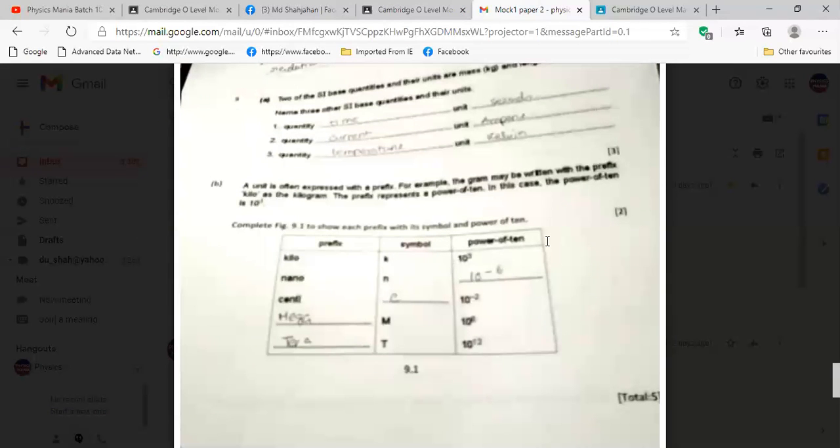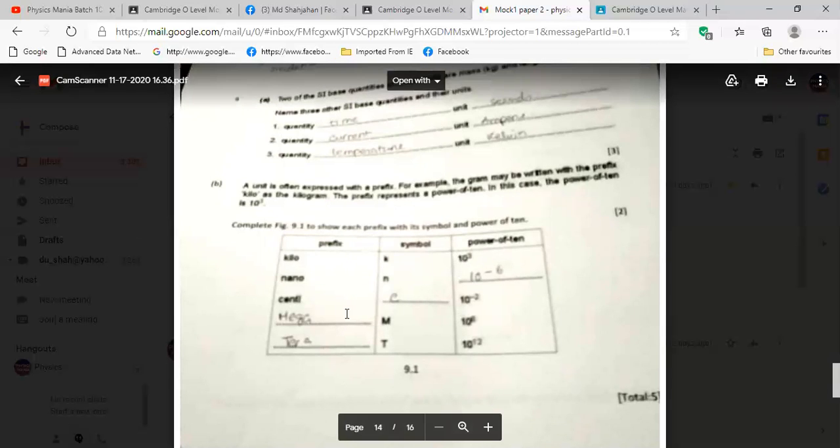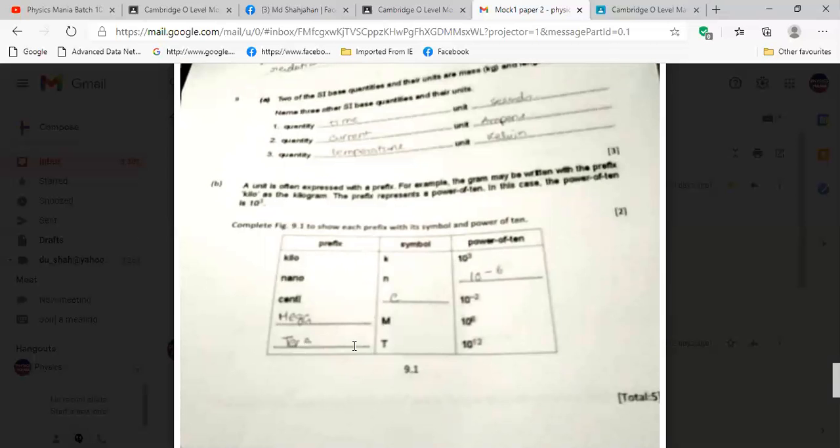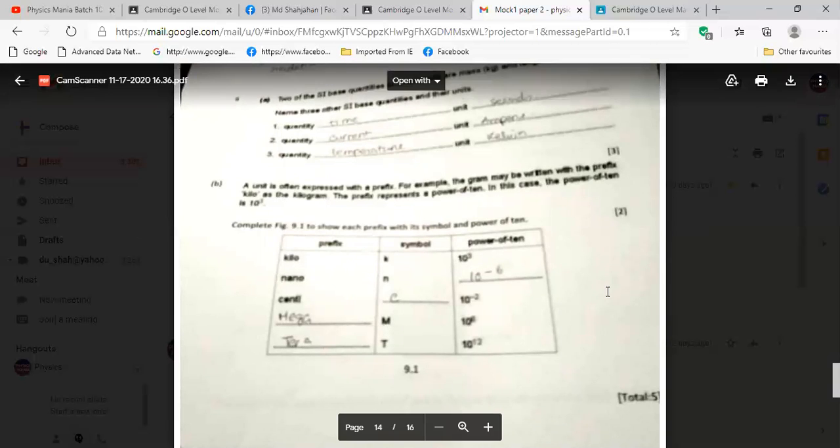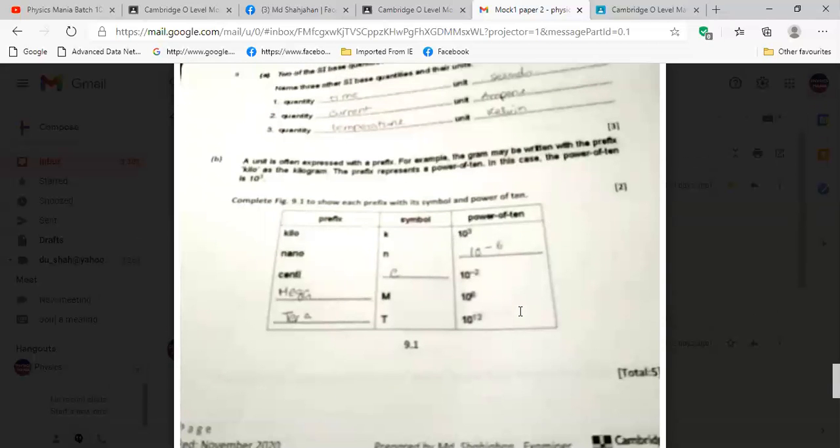So it was pico, right? Minus 9 is nano, and minus 12 is pico. Okay, yes. And centi is correct, then mega is correct, tera is correct. So here you are losing 1 mark, minus 1. Yes, sir.